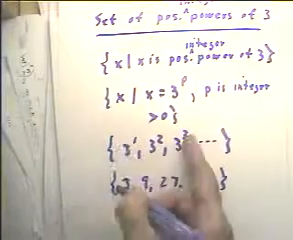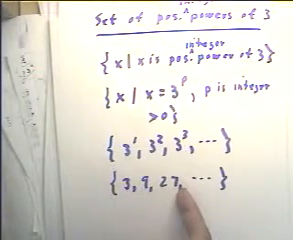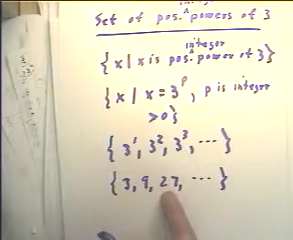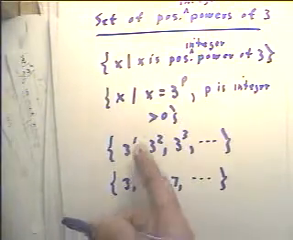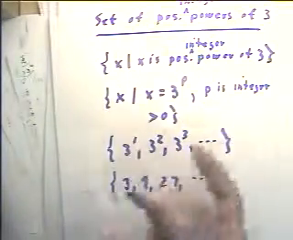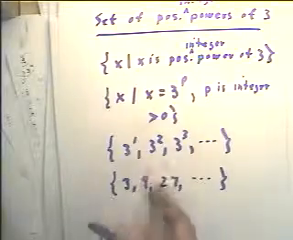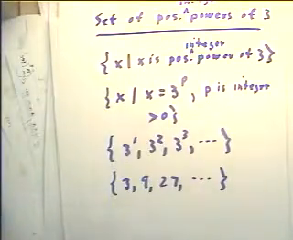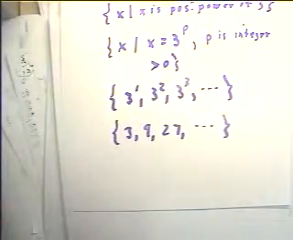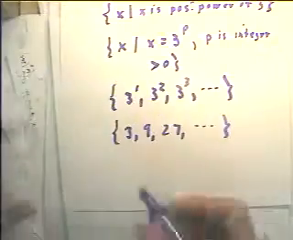Now the pattern here is actually clearer than the pattern here. You might have to think for a minute to think that 3 to the 3rd power is 27, whereas it's very clear that we're doing succeeding integer powers of 3 in this case. But either way of writing it out would be correct. Now this is an infinite set because there's no end to the positive integer powers. What about this set?